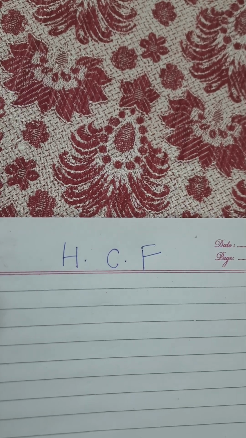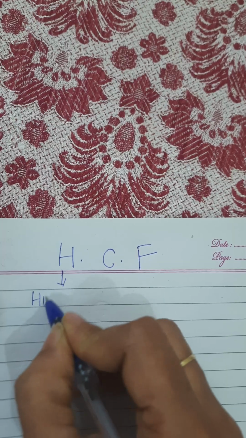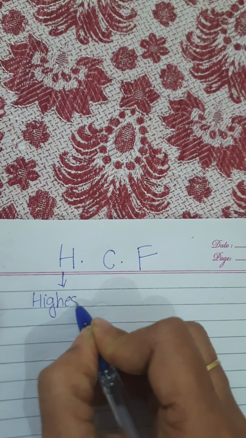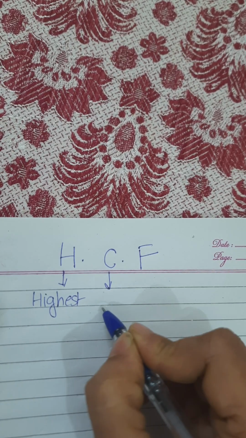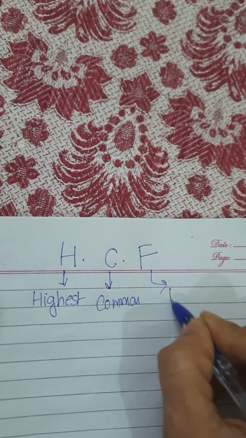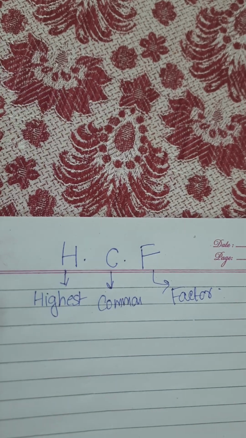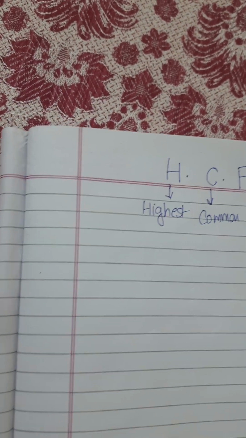Hello kids, today we are going to learn HCF. H is for highest, C is for common, and F is for factor. So do you know what factors are? Let's take the number 6.